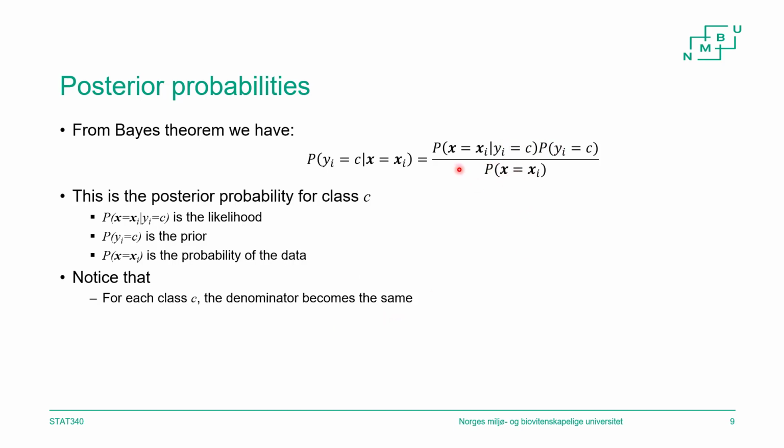Since we are not really interested in the size of this probability, but in which one is the biggest, for which class is this the biggest, the one with the biggest numerator will also get the biggest probability, because they are all scaled by the same denominator. So the maximum probability means the maximum numerator up here.